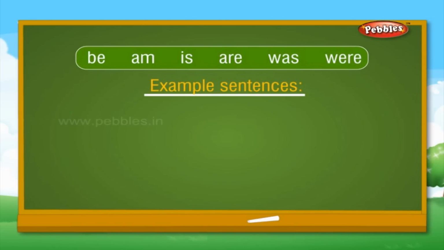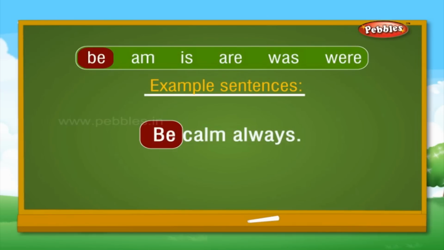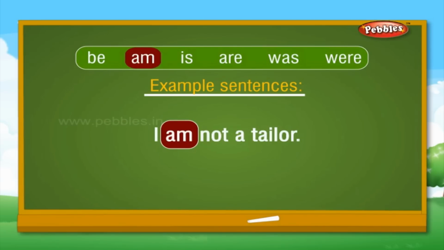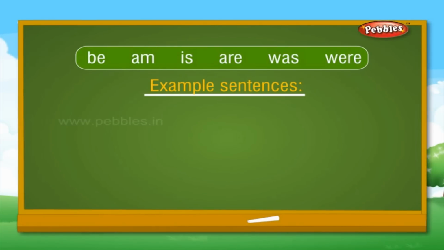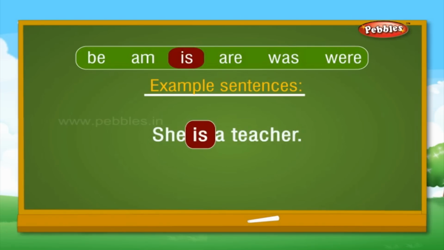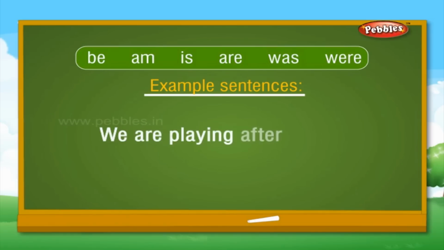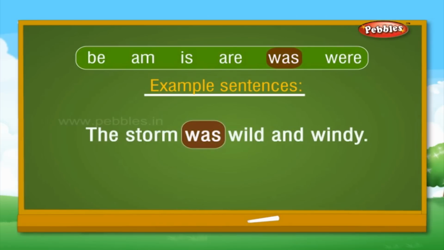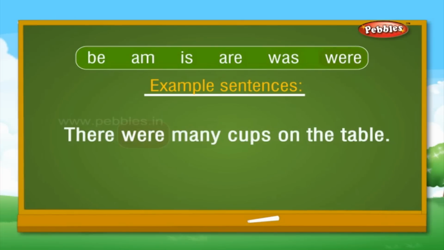Example sentences: Be calm always. I am not a tailor. She is a teacher. We are playing after school. The storm was wild and windy. There were many cups on the table.